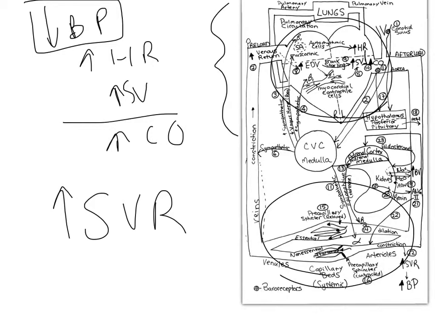And the combination of an increased cardiac output and increased systemic vascular response overall is going to increase blood pressure as indicated right here. So we have two components. We have the cardiac output, which is being dealt with by the heart, and then we have the systemic vascular response, which is being dealt with by the arterioles.